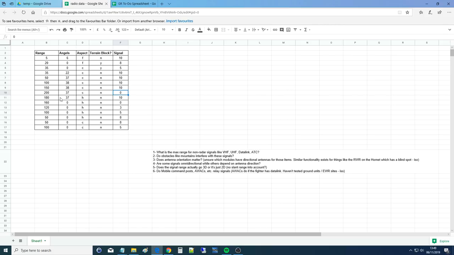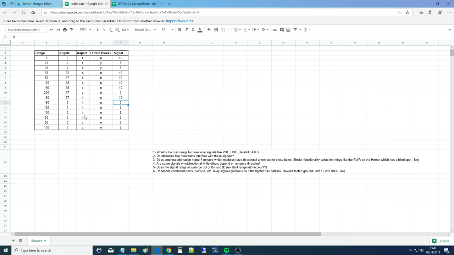So I turned around and flew back, and at 180 miles, I tried 190, and at 180, I got it back at Angels 37 with a hot aspect, with no terrain block, and I got 10 out of 10 all of a sudden. So it just seems to cut off at that certain point with those parameters. Then I thought, okay, well, let's try low and with a hot aspect. And so 160, low, hot, no terrain block, zero.